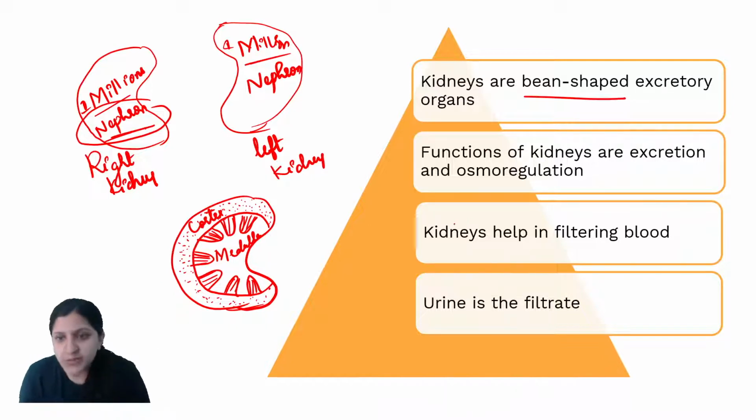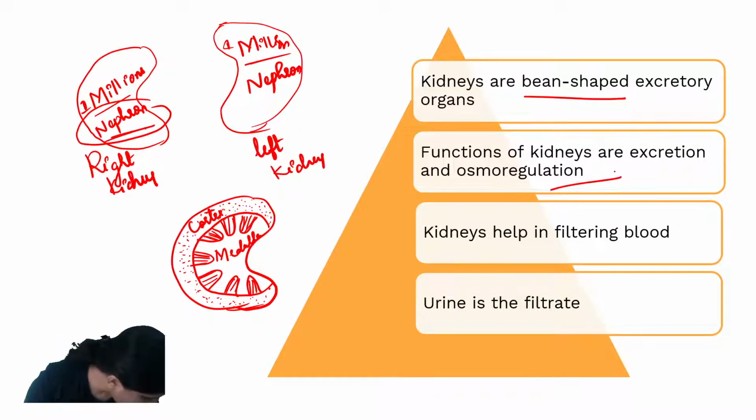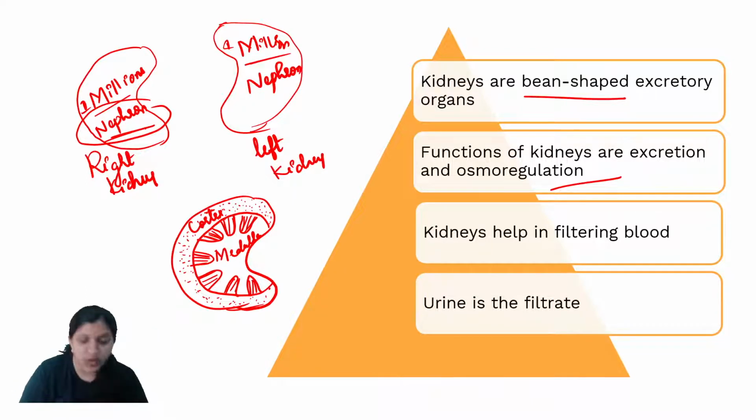Now with respect to the functions of the kidney, these are excretion and osmoregulation. Excretion is to get rid of the unwanted materials. Then osmoregulation, what is this? It is to maintain the balance. The ionic balance, the water and the mineral balance has to be maintained. That is the main function of the kidney.